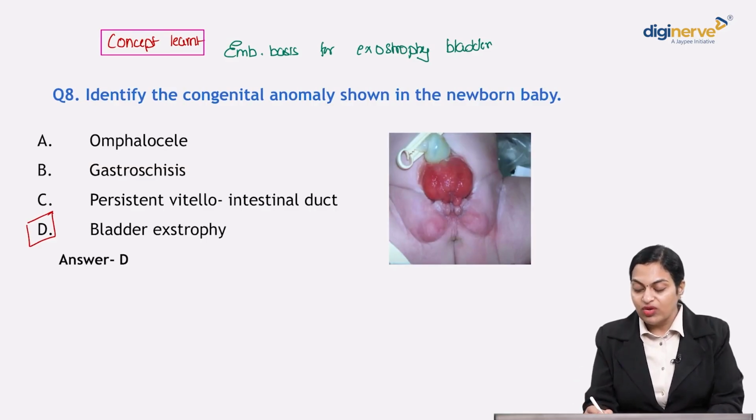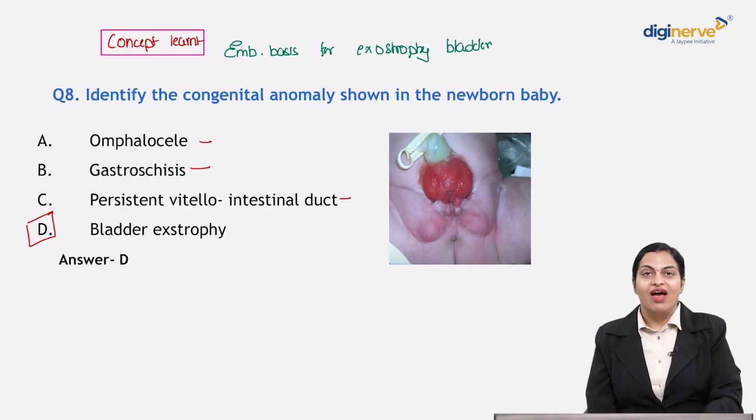The other conditions, omphalocele, gastroschisis, and persistent vitellointestinal duct, have been discussed in detail in your embryology session with nice images. If you want further details, please look into it.